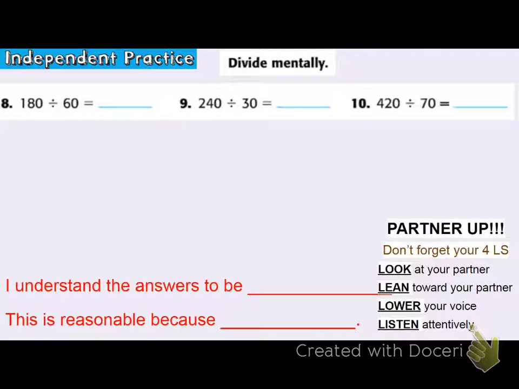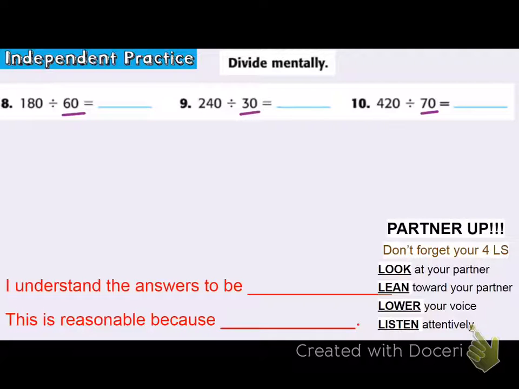All right, now we're moving on. We're still on divide mentally, but something's different. I can see that we have a 0 that's now in our divisor. We have massive groups, not just 7 groups, 3 groups, or 6 groups. We have a group of 60, and we also have a group of 30 and a group of 70.